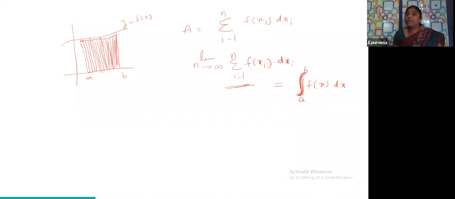Clear, children? And this a to b, we write because here we are defining a certain interval, from a to b. But when you are talking about the entire curve, this a to b is not taken. Simply we write f of x dx. So this is the idea behind integration, and this is the notation of our integration. This is how you find the area of any given curve. Clear, children? So let us see here.